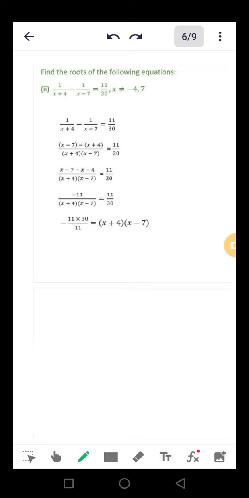If I want, I can cancel 11 and 11 here, or I can transpose it. This 11 by 30 will become 30 by 11 when it comes to the left, and this part goes to the numerator, x plus 4 into x minus 7. Now we cancel 11 here, remains 30 minus 30. Opening the brackets, multiplying, as I said in the beginning of this chapter, by distributive property, x into the whole and plus 4 into the whole term, x minus 7.